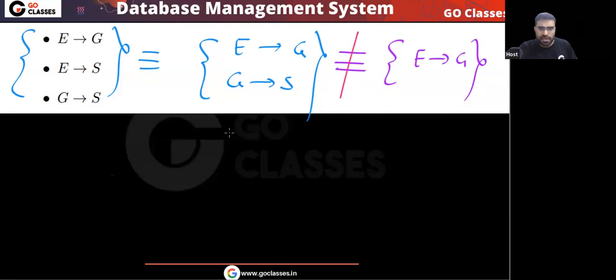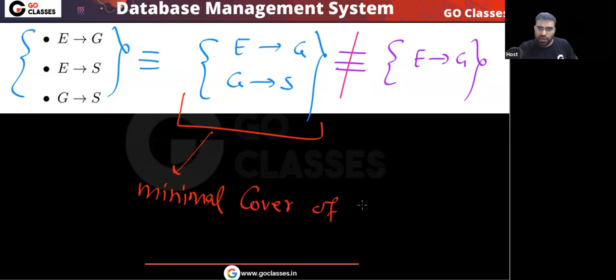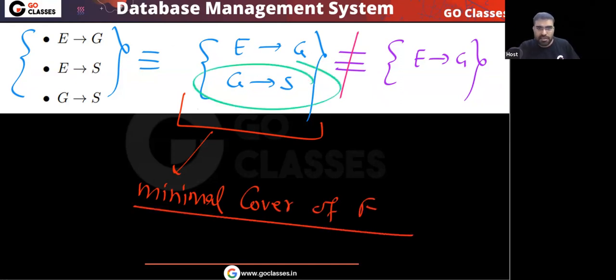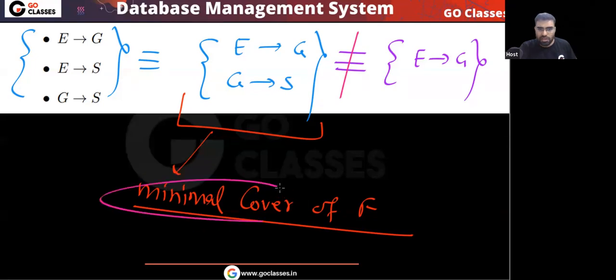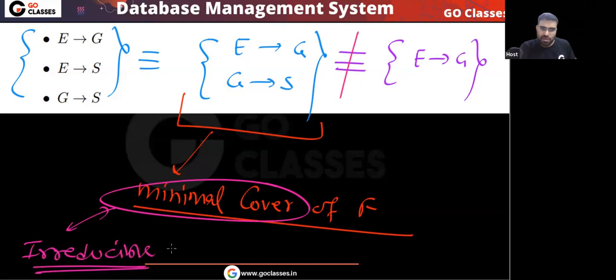So I can simply say that this is your minimal cover of F. You cannot delete anything. If you delete something, the result will no longer be equivalent to F. I hope you understood the definition. Minimal cover means irreducible. You cannot reduce further. It is an irreducible set of FDs.